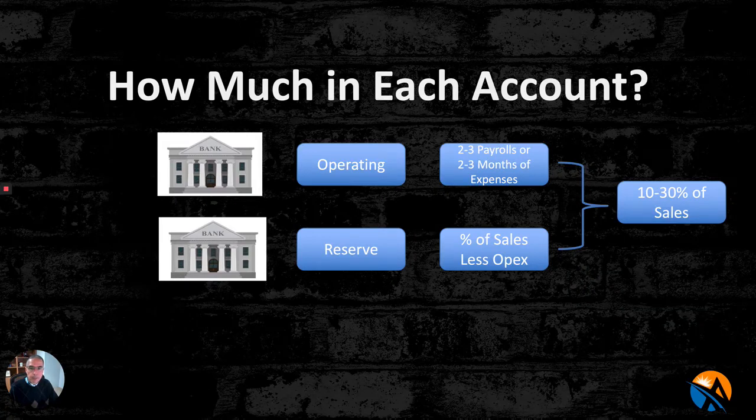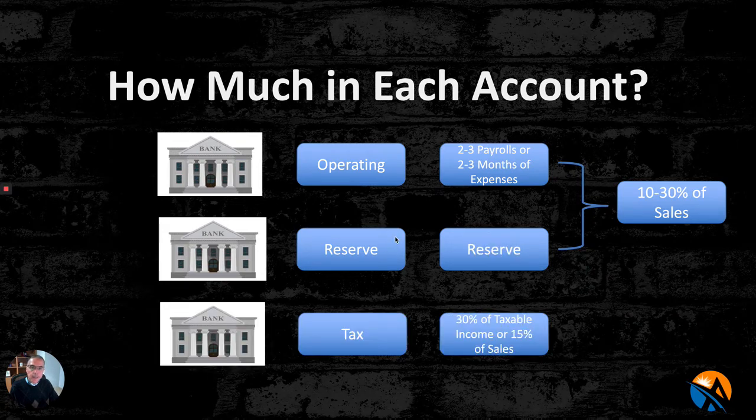And I know that number sounds big, but again, start small, work your way up to what percentage you think should be in that reserve and operating account. And I'll talk a little bit later on of how to think about what percentage you should use. So an example would be if you have $1 million in sales, then you determine that 10% makes sense. You would then have $100,000, of which the operating account would have 2 to 3 months of payroll, I should say 2 to 3 payrolls, not months, or 2 to 3 months of expenses, and then the difference would go into your reserve account.